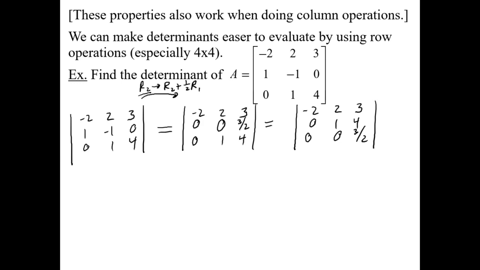And now the only thing I have to be careful about is if I switch two rows, the determinant changes signs. We just need to be careful about that. So we have an extra negative there. And so my answer is going to be negative times.